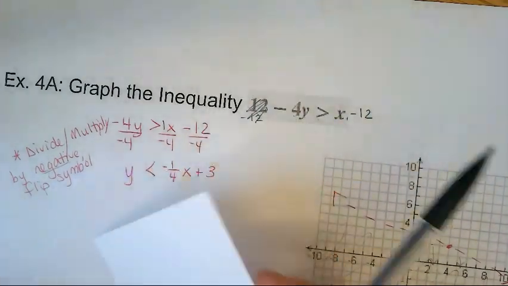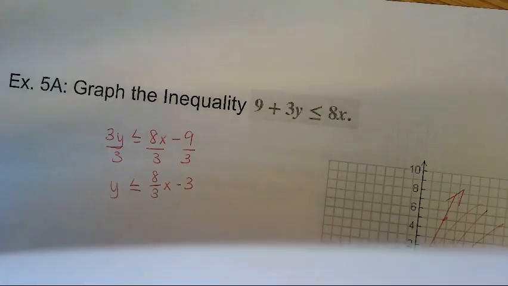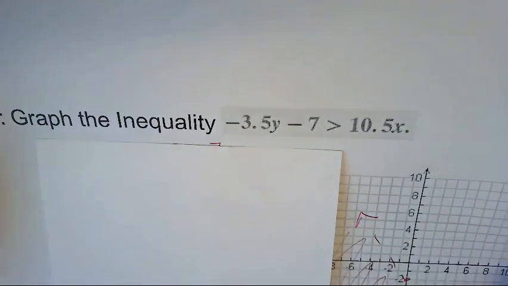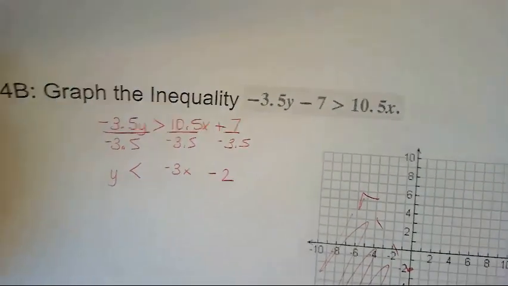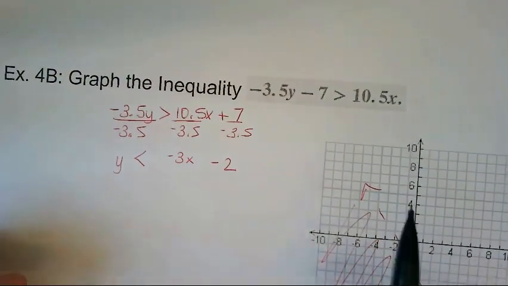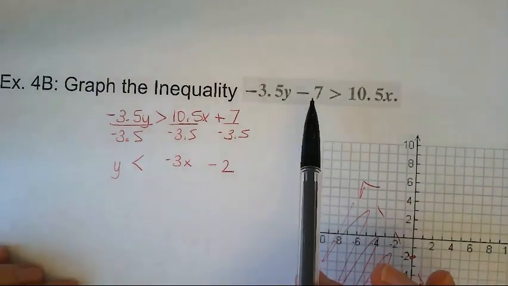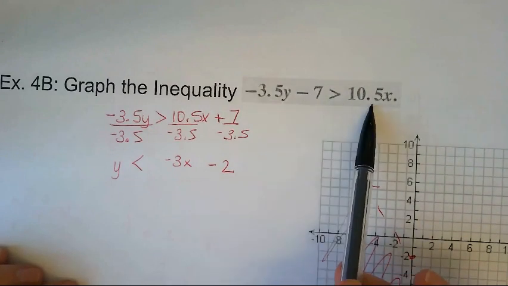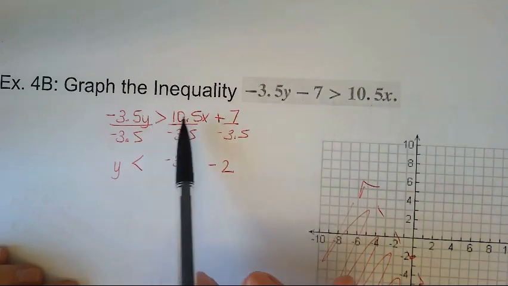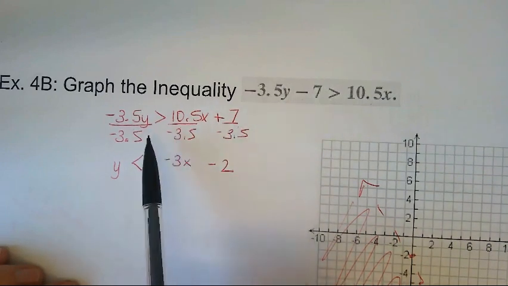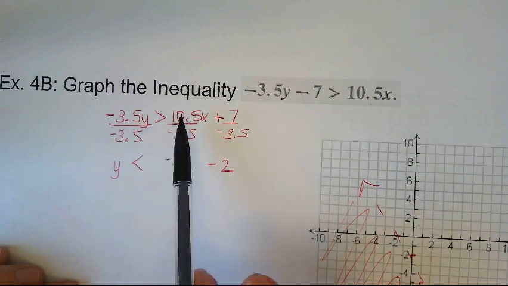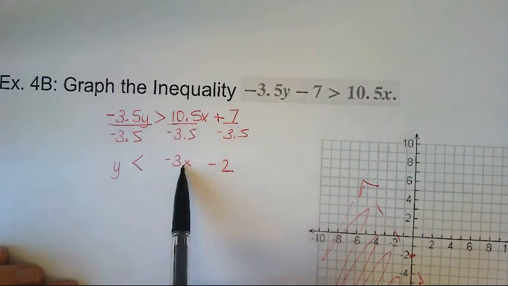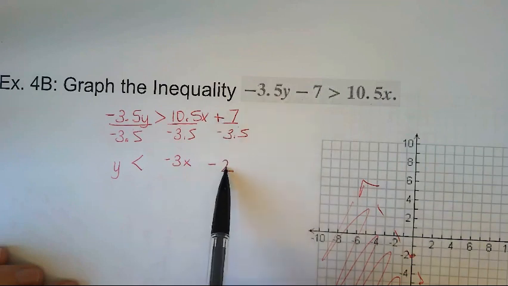Pause the video and see if you can try this next one. This one seems kind of messy because they gave you some decimals, but it cleans up nicely after you solve it. I would add that 7 over first, and that's where you get this part. Then I would divide everything by -3.5. Since I divided by a negative, flip your symbol. Then these simplify nicely: it's -3x and then -2.